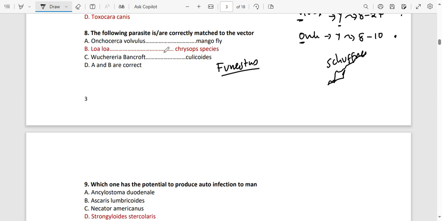And then for Onchocerca, it is spread by the black fly. Take note of that, specifically of the genus Simulium.